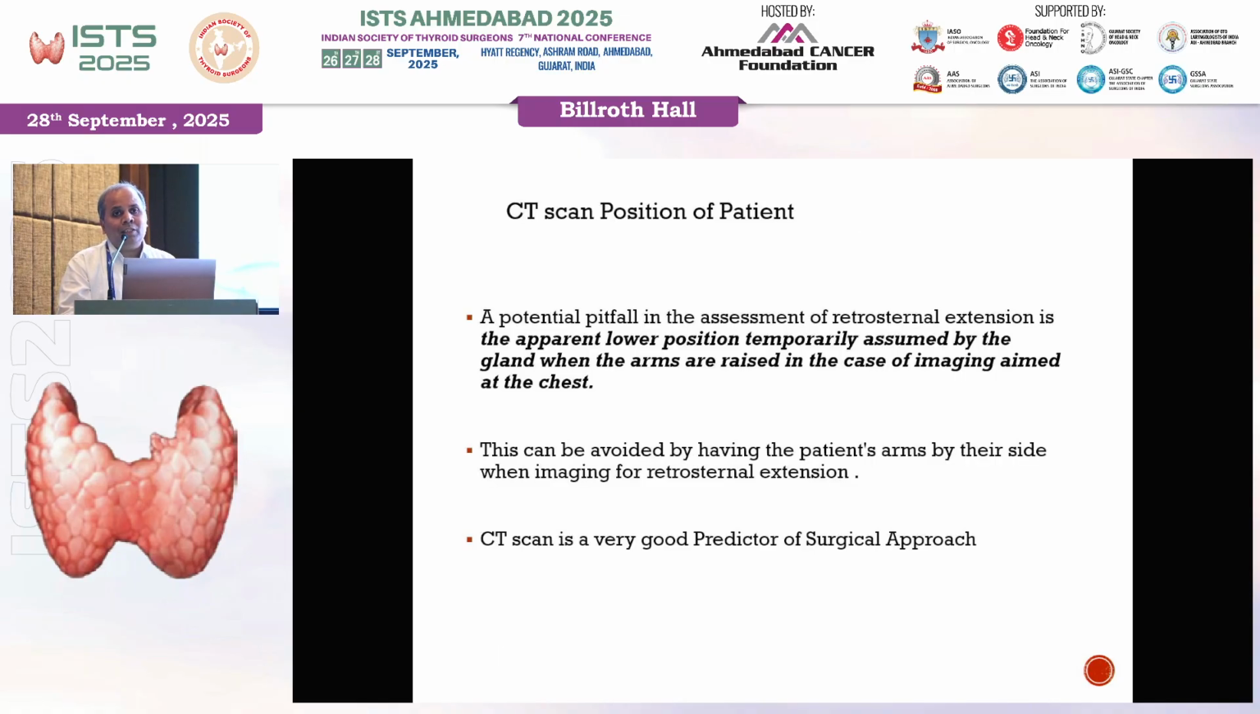And regarding the position for the CT scan, many times for CT thorax they will have the arms abducted, which will cause more plunging of the thyroid into the mediastinum. That is where we need to note that taking a CT scan with the arms on the sides of the patient is very important.